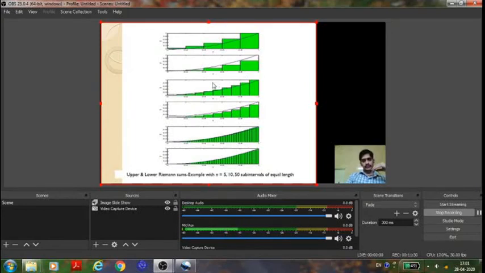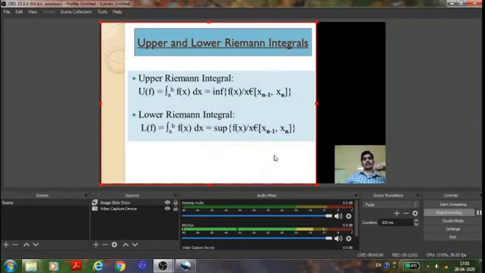Look at this, it is the combined one. This was the first slide, this was the second slide, just look at the regions, and this was the third slide. So this is the upper and lower Riemann sum with the number of subintervals n equal to 5, 10, 50, of equal subintervals with equal length.